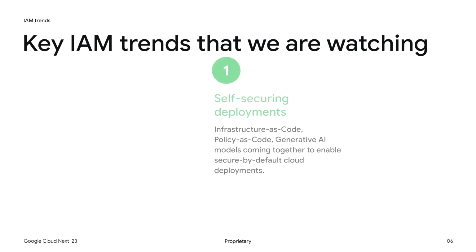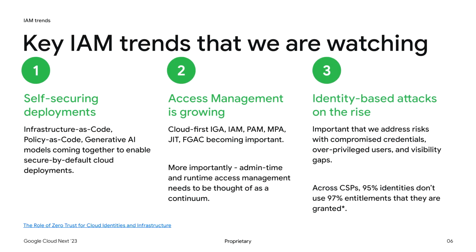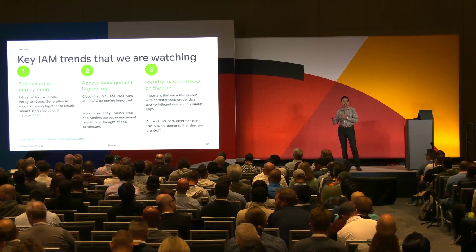The next one is around just the proper identity and access management space itself. A lot of people talk about how identity systems are legacy, access management capabilities are legacy. Well, the reality is, in the cloud context, building cloud-first identity and access management, privilege access management, account takeover prevention, fine-grained access control, just-in-time access, these are in many ways emerging capabilities, and vendors are starting to build more and more cloud-first, cloud-native technologies in this area.